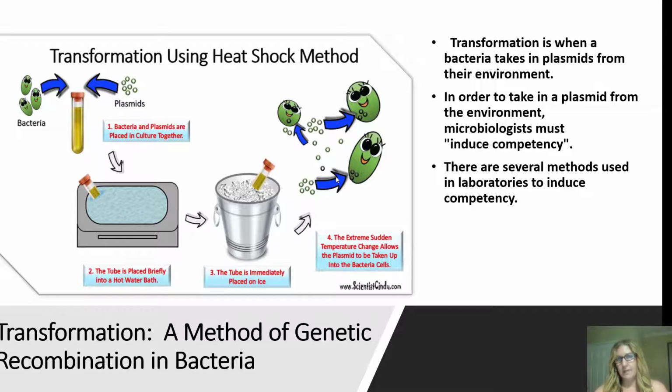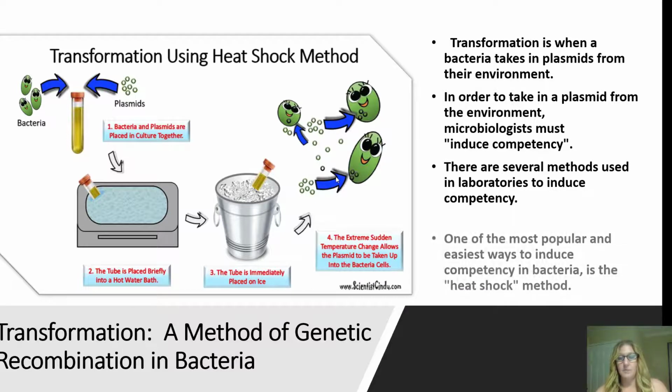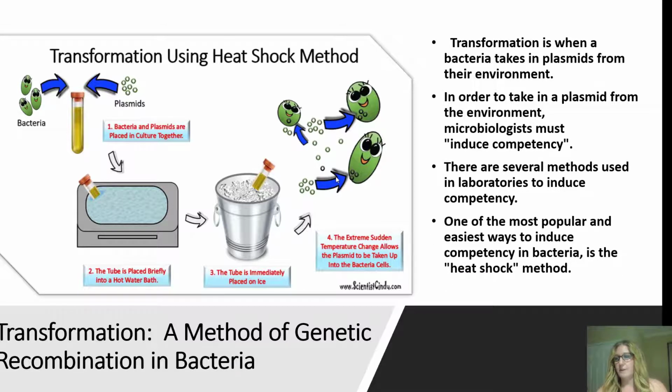There's a lot of different ways to do this. What we want to do is perturb the membrane. We want to disrupt the membrane enough to allow the plasmid to get in, but not so much that we kill the cell. So it's a very fine line. There's a lot of different methods to do this. One of the most popular and easiest ways is what's called the heat shock method.